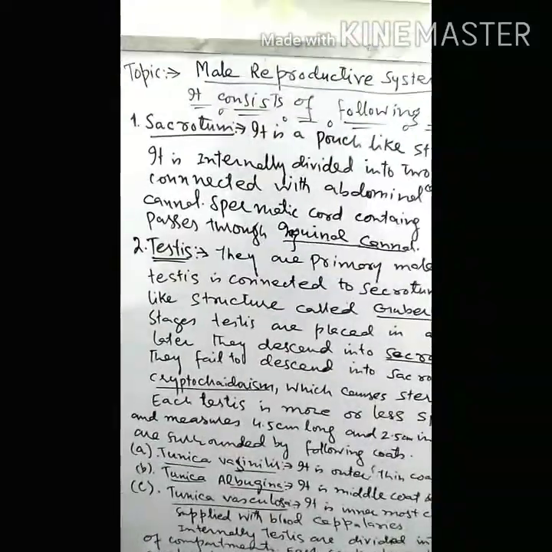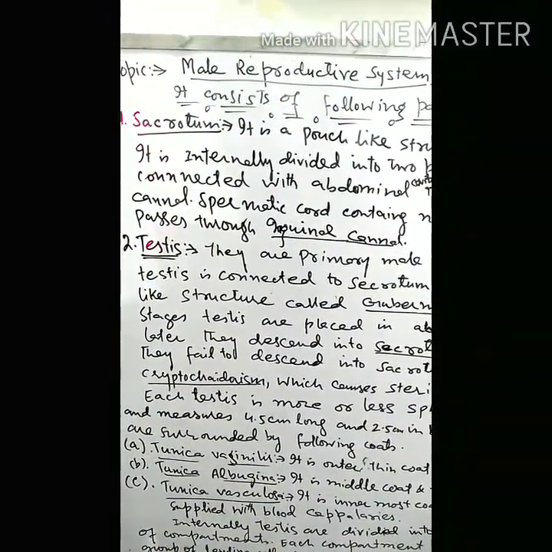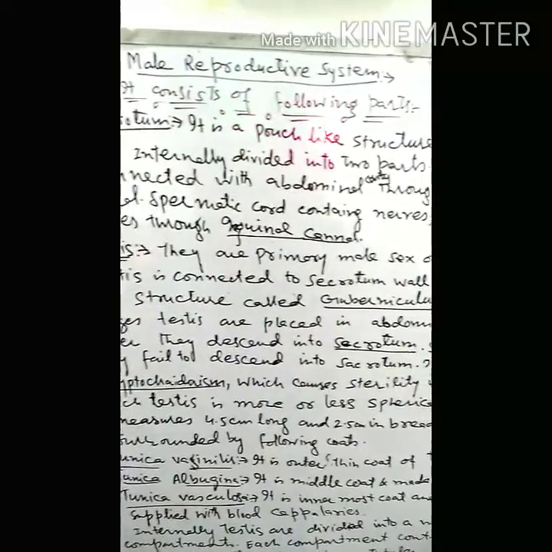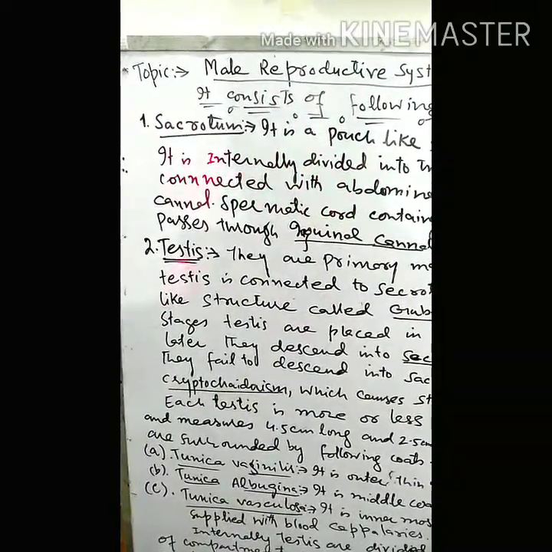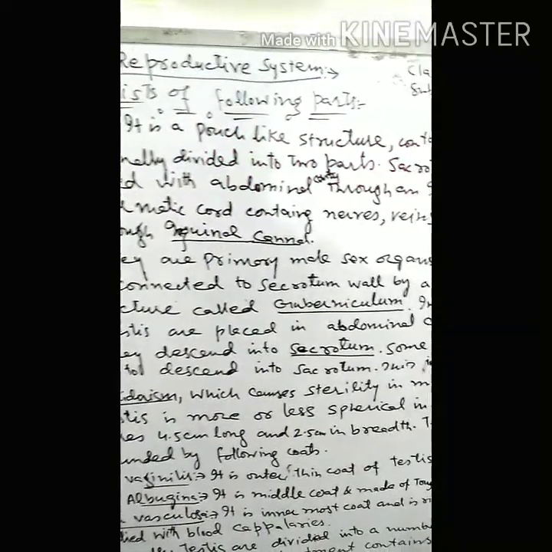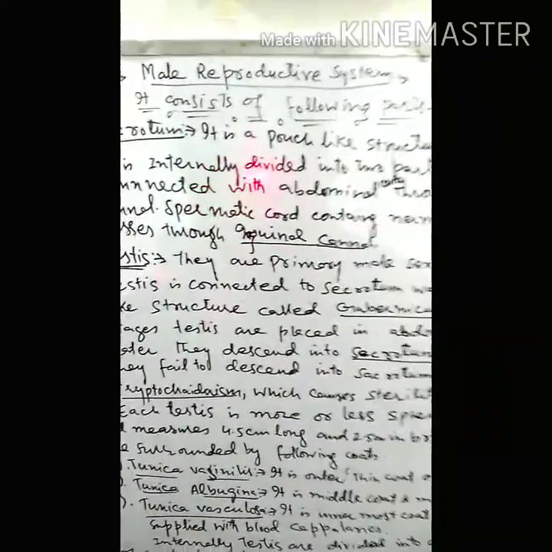The male reproductive system consists of the following parts. Number one, scrotum. This is the scrotum, the first part of the male reproductive system. It is a pouch-like structure containing testes. It is internally divided into two parts.